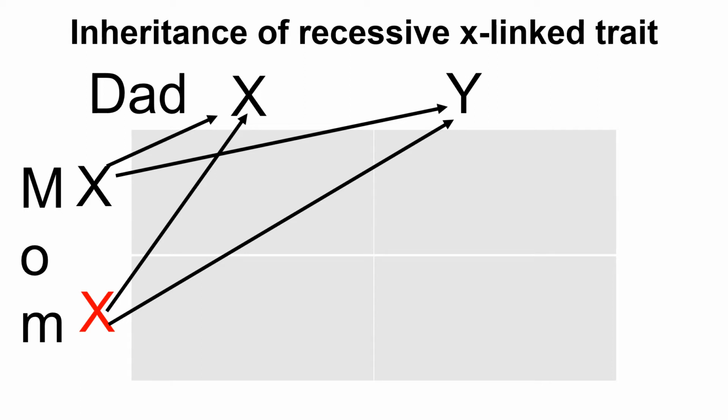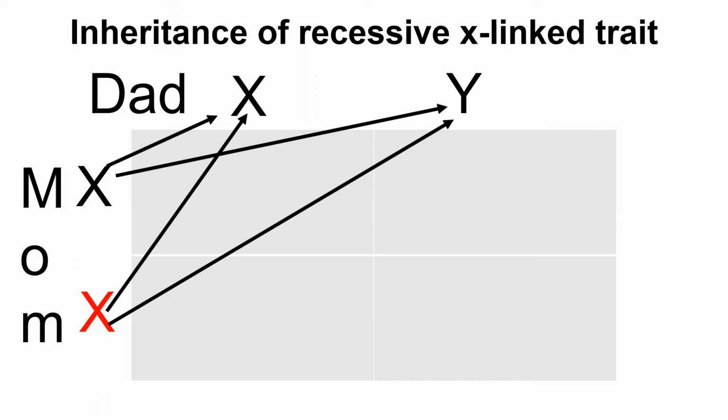So in this case, what I have is a couple. In the case of the dad, he is phenotypically normal, which means that his X chromosome, the only X chromosome that he has, is normal. There's no mutations. In the case of the mom, I'm actually making her so that she has a mutation on one of her X chromosomes.